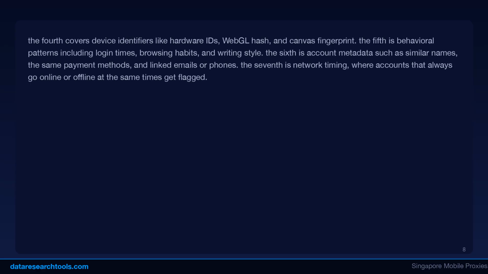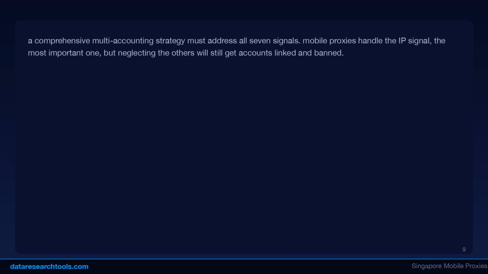A comprehensive multi-accounting strategy must address all 7 signals. Mobile proxies handle the IP signal, the most important one, but neglecting the others will still get accounts linked and banned. The most common question in multi-accounting is how many accounts can safely share one mobile proxy.